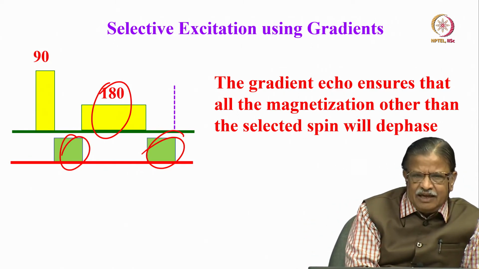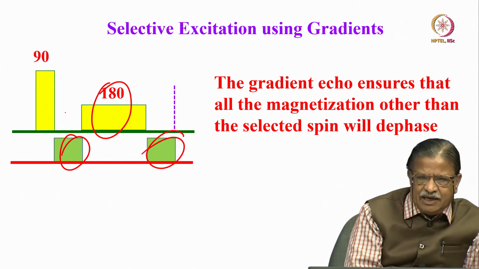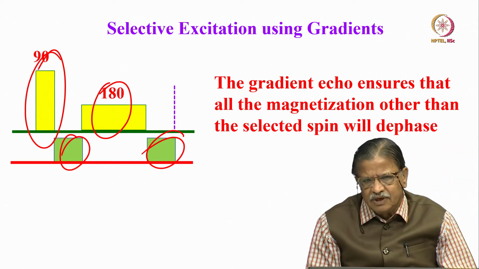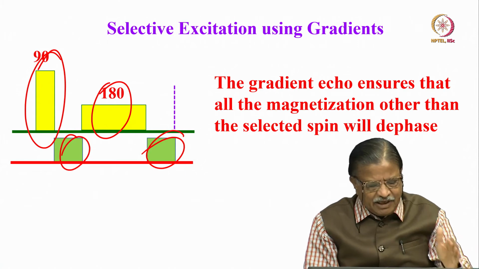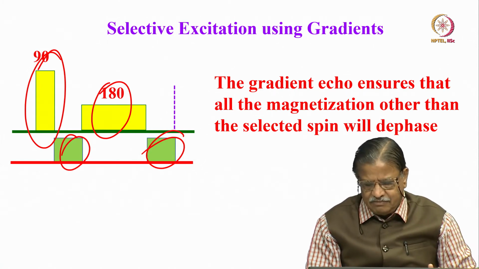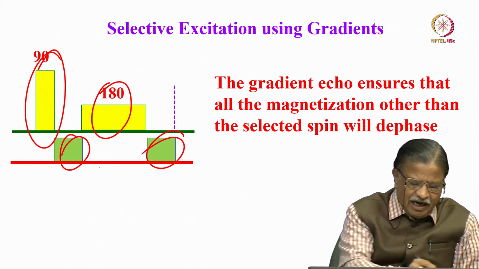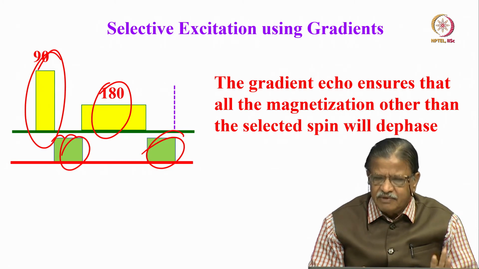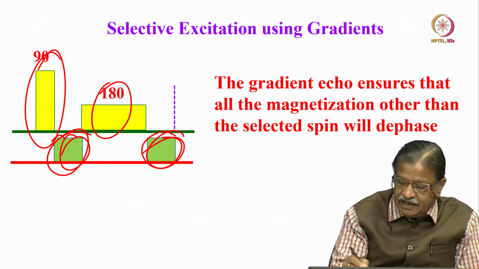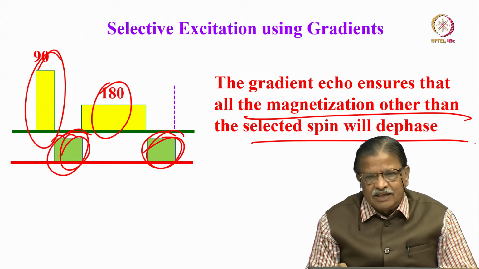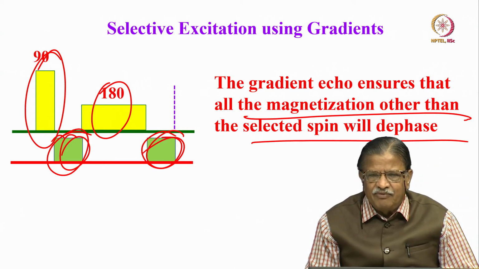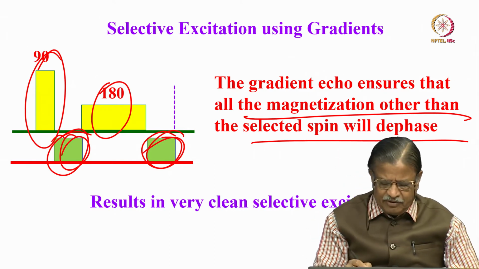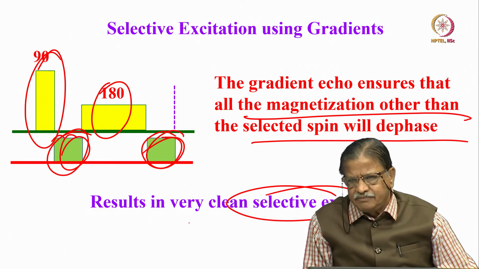So I can select only a particular spin, let us say. I can use a soft pulse here. Then I can select the particular spin, then invert that or selectively excite that, and make sure that all other components present other than the selected spin will completely dephase. These two gradients will dephase all the magnetization other than the selected one. This is a much better way of selective excitation. It is going to be a very clean selective excitation.